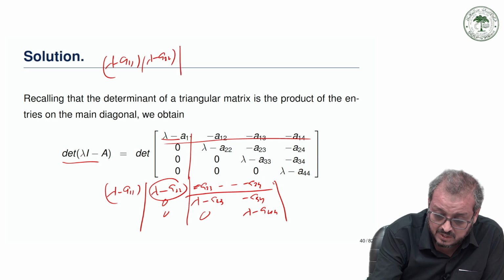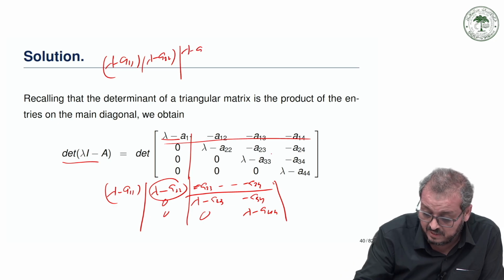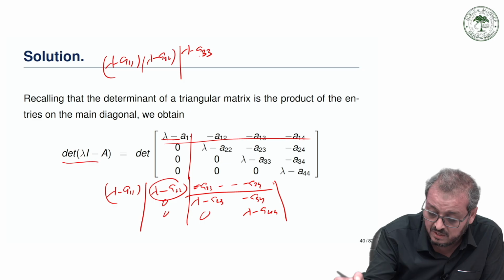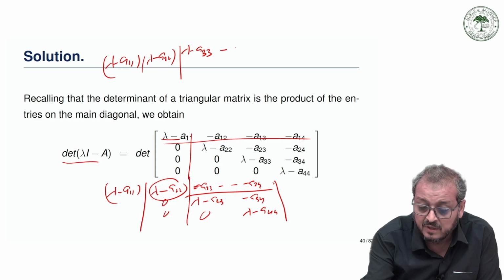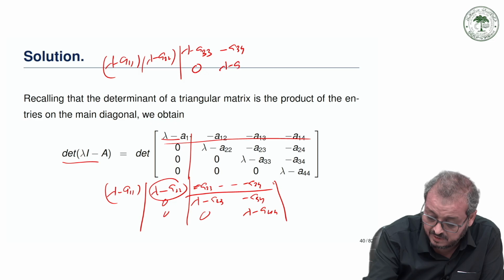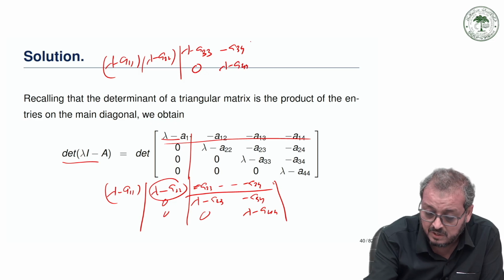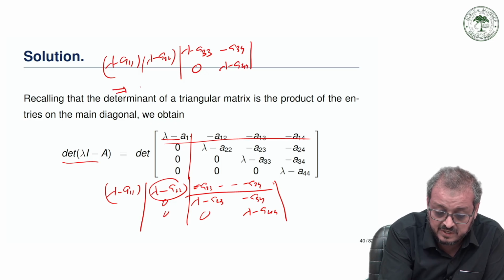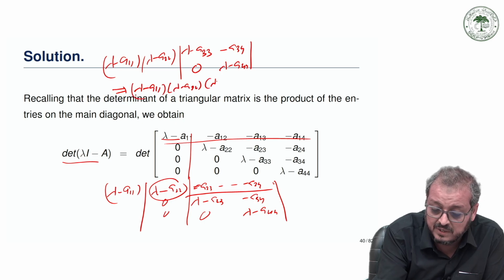Again we have a matrix like this, with lambda minus A33, minus A34, and then 0, lambda minus A44. Completely, this can be written as lambda minus A11, times lambda minus A22, times lambda minus A33, times lambda minus A44.